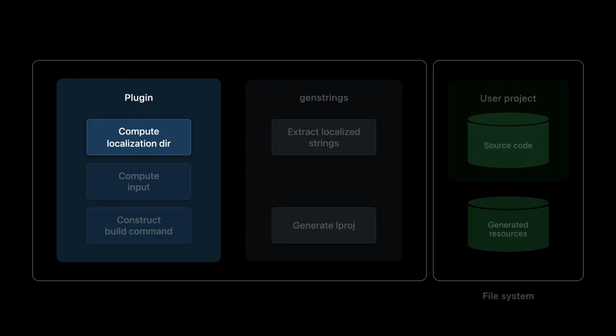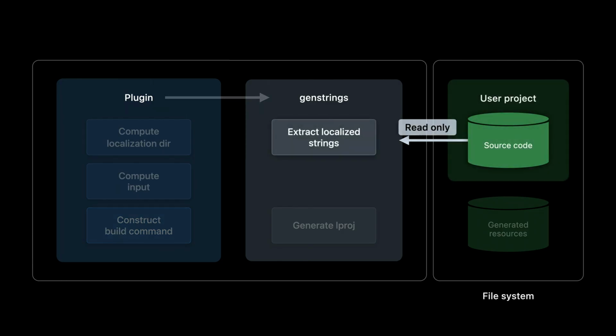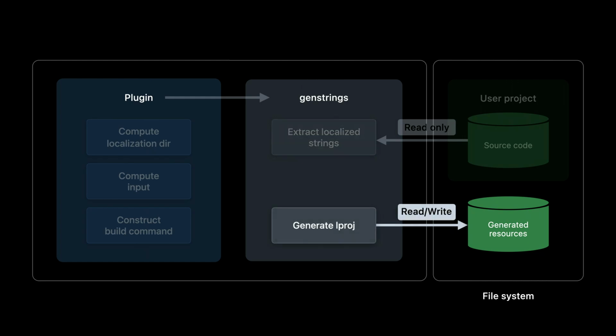For this plugin, we'll start by computing the output directory for localizations. We'll compute the input files, which are all the Swift or Objective-C source files in a given target, and then construct the pre-build command for executing the genstrings tool provided by Xcode. Note that the biggest difference between pre- and in-build commands is that we don't declare a well-defined set of outputs, which means these commands run on every build. The tool will extract all the localized strings from the user's source code, and then write all those strings into a localization directory, which can be used as the basis for the actual localization work for the user's project.